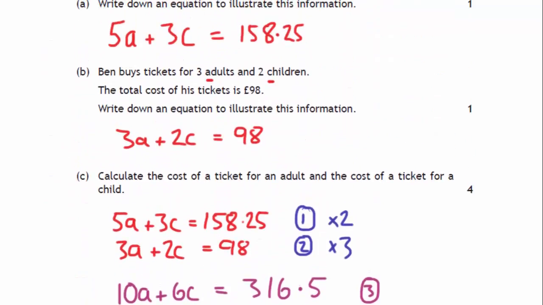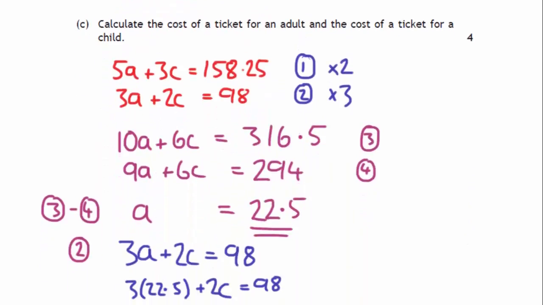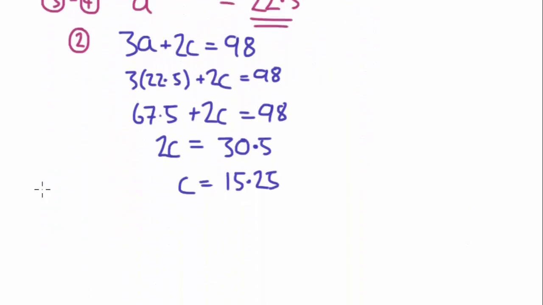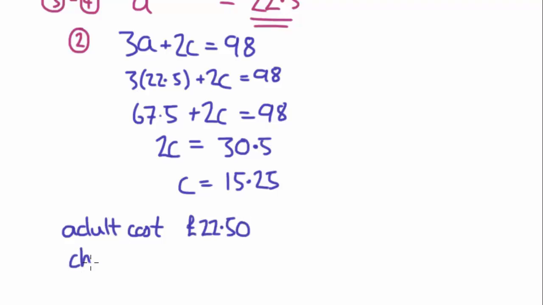Now, to get your final mark, that's pounds. So basically, you would just say adult costs £22.50. Child costs £15.25. And that's how you get your marks. Okay, so that's 2014.